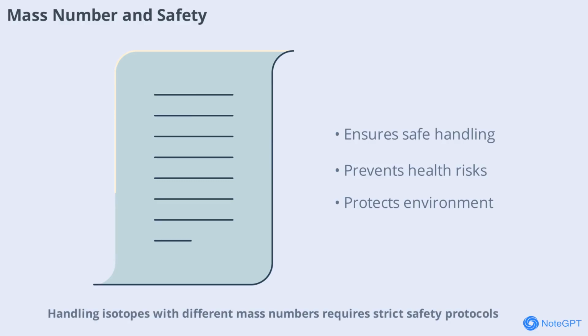Handling isotopes with different mass numbers requires strict safety protocols. Some isotopes are radioactive and can pose health risks if not managed properly. Understanding mass number helps workers and scientists follow the right procedures to protect themselves and the environment.